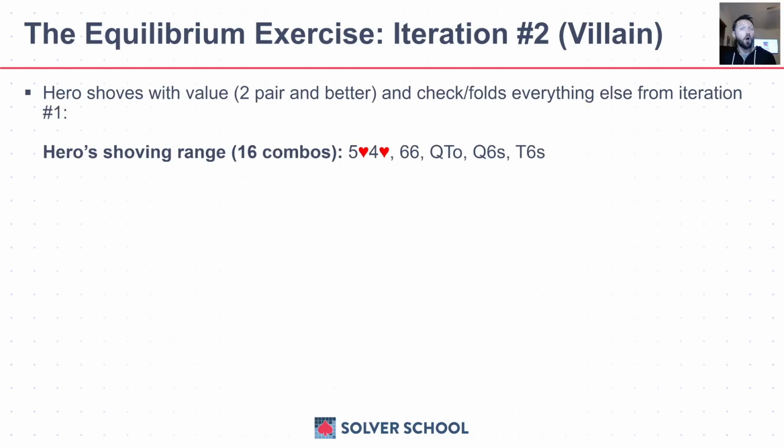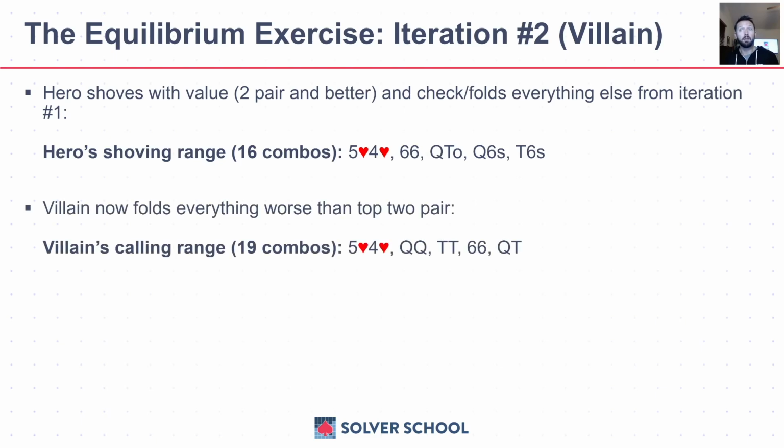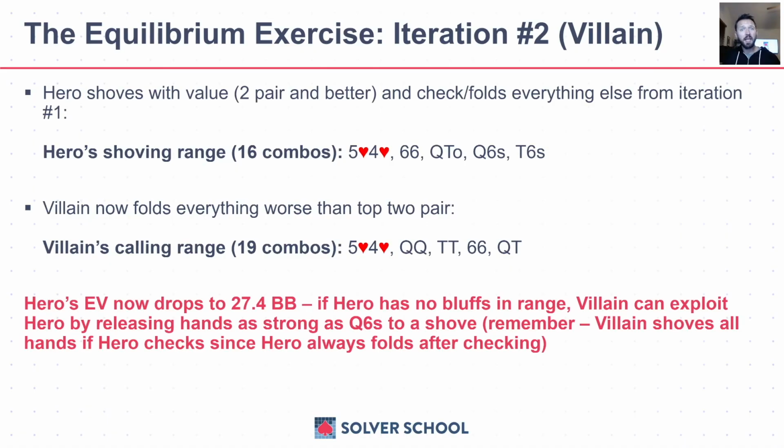Well, now if we know that hero has this very tight shoving range and is never bluffing, villain folds everything worse than top two pair. So villain's actually even folding some of the two pair combos in range. And instead of calling with over 100 combos, now villain's calling range has whittled down all the way to 19 combos. They're only calling with the nuts, the 5-4 in this case, or sets or top two pair. And in this case, hero's expectation value now drops all the way down to 27.4 big blinds.